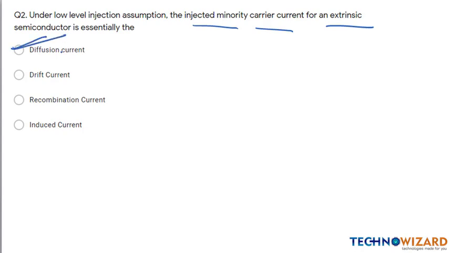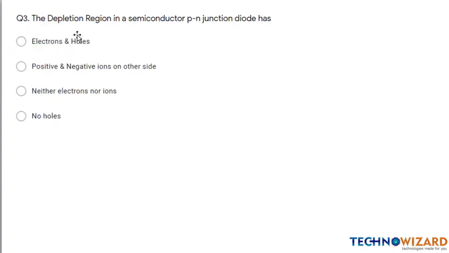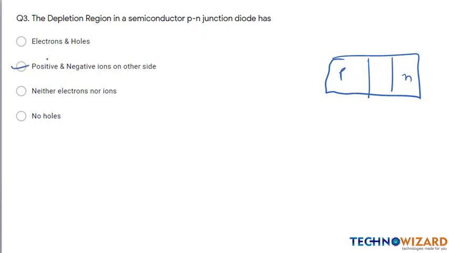the diffusion current. Question number 3. The depletion region that is formed between the P and N junction: we have positive and negative ions on the other sides. Some positive ions are there and some negative ions are there. Option B is the correct answer.